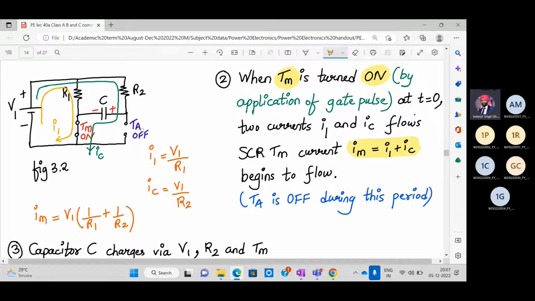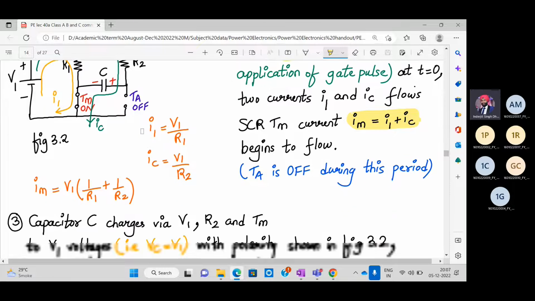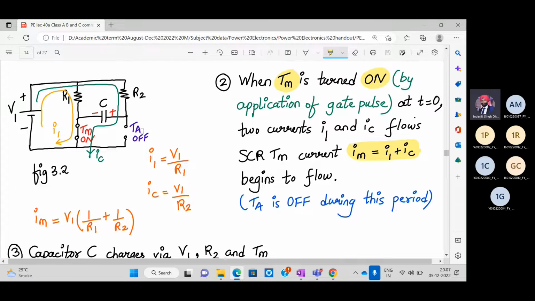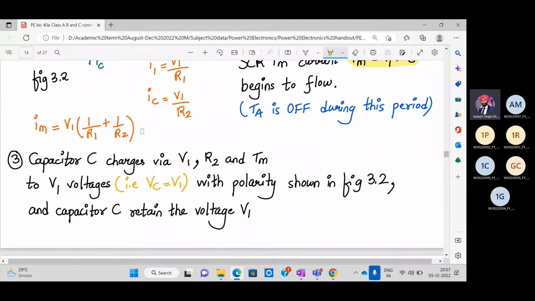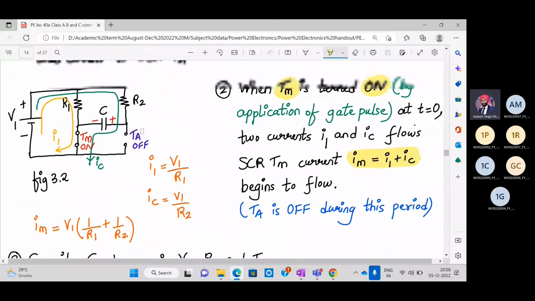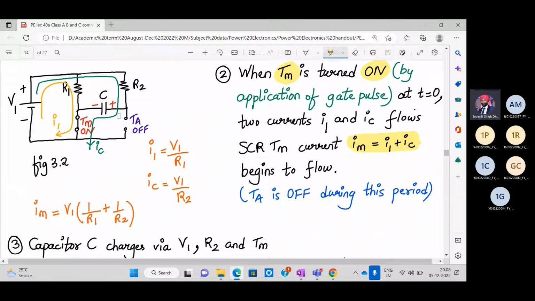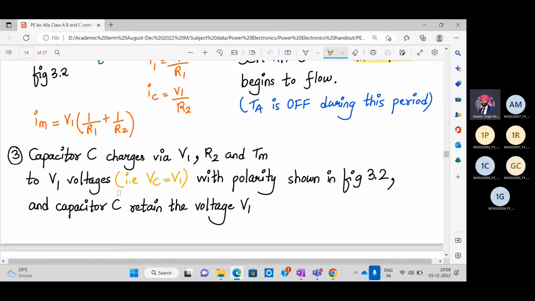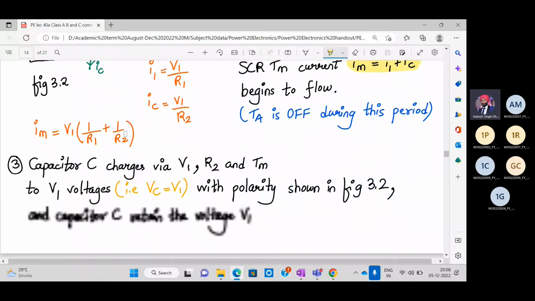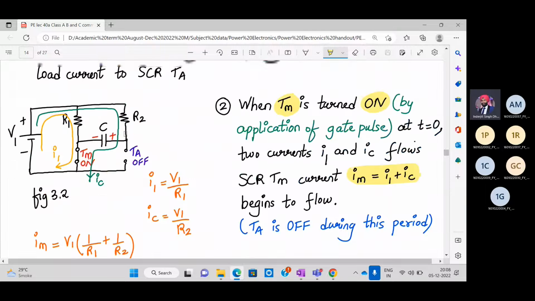So what will be I1? I1 will be V1 upon R1 in this case, and IC will be V1 upon R2. Next, the Im current will be V1 into 1 upon R1 plus 1 upon R2. Now, the capacitor voltage will charge via V1, R2, and Tm. The capacitor can charge up to voltage V1 with polarity as shown over here. The capacitor will have a negative polarity on the left hand side of the plate, and on the right hand side we have the positive polarity.